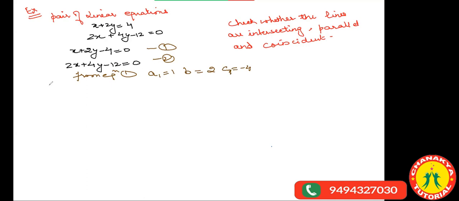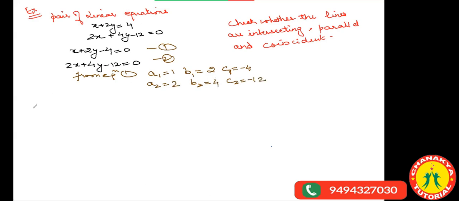Now next is Meher. Ma'am, A2 is 2. Tell me the values, beta. 2, 4 and minus 12.